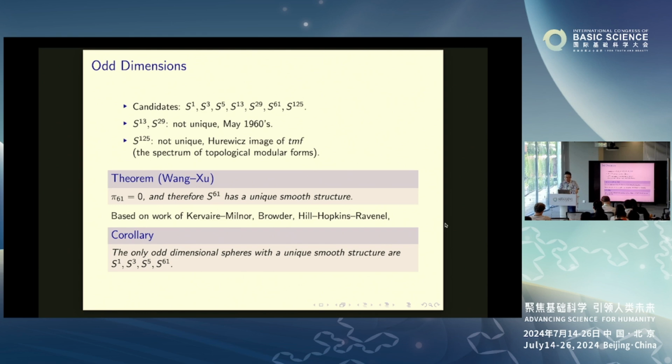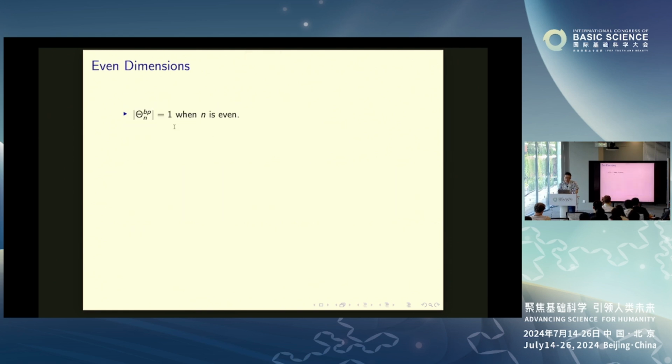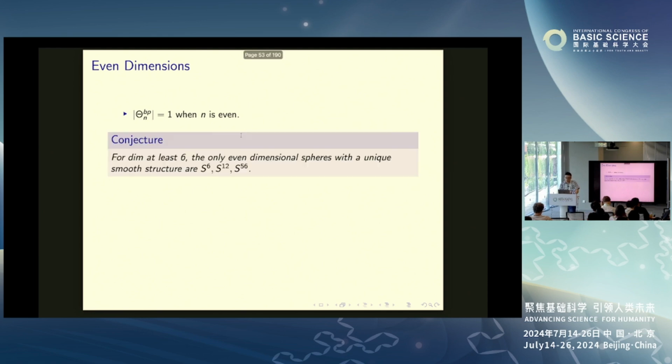So you could ask, okay, that's the story for odd dimensions. What happens in even dimensions? First of all, we don't have anything for free anymore, right? These groups do not always have order 1. But based on our computations, we do have a conjecture. For dimension at least 6, we do not know anything about dimension 4. The only even-dimensional spheres with a unique smooth structure are S6, S12, and S56. So these 3 cases are known. The first is due to Kervaire-Milnor, and 56 is due to Isaksen recently. And this conjecture is more about there being no more spheres in this list.